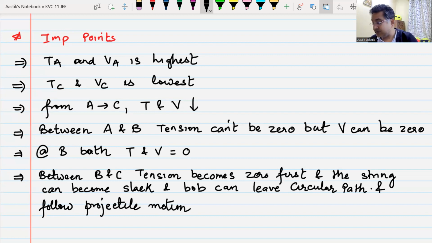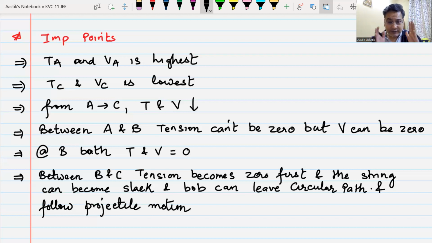Which is the point where there is the highest probability of the string breaking? At which point can the string break? Where is the highest probability? At point A, sir. At point A, because tension is highest at point A. So that is the point where there is the highest probability of the string breaking. Everyone has understood all these 6 points.